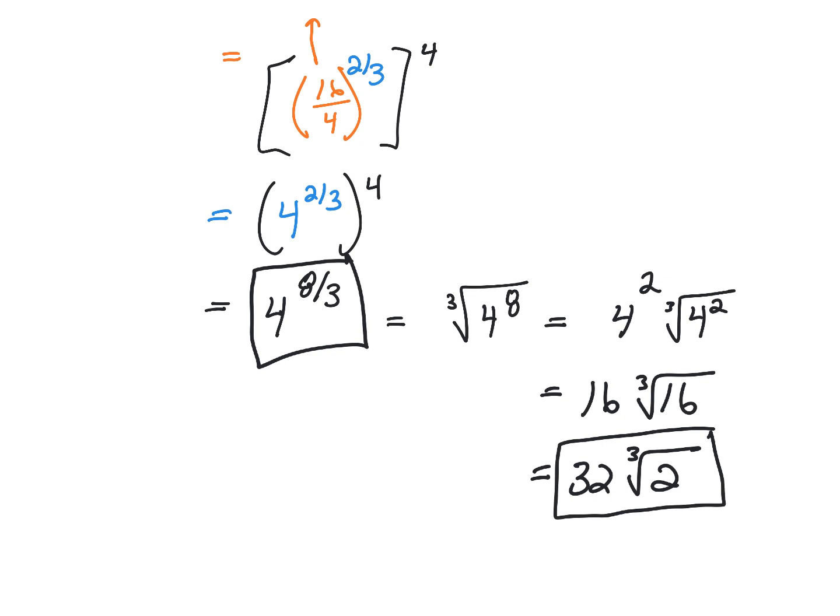So if it doesn't say how you have to write an answer, you can leave it like this. If it says write it as a simplified radical, you've got to go a little further and use your ER rule from the last section. Okay, that's the trick. And then simplify.